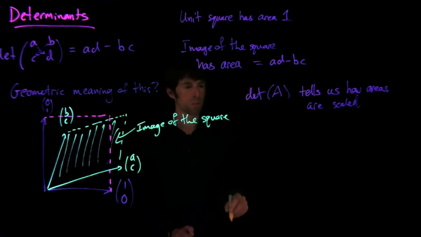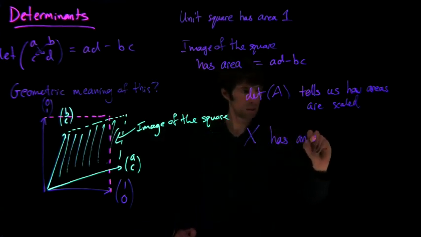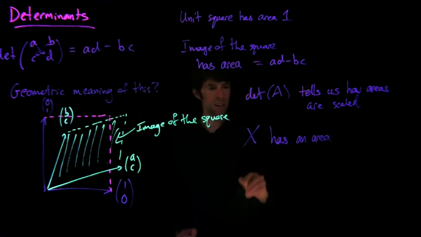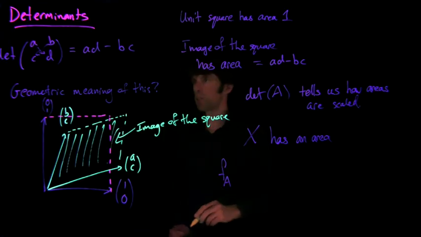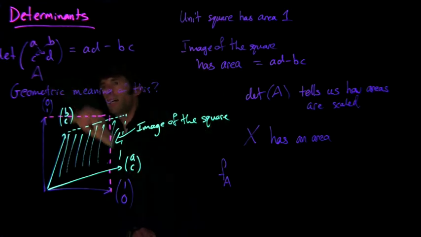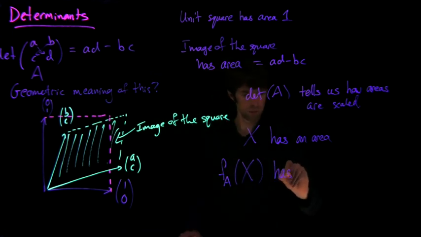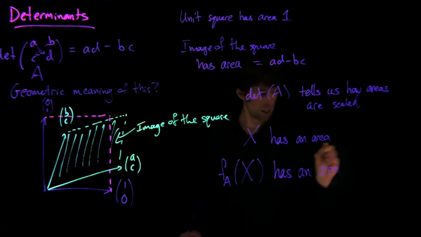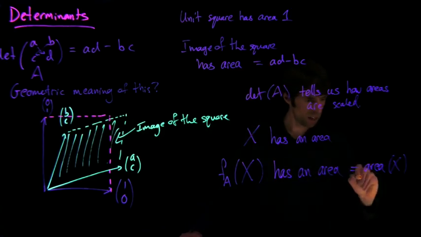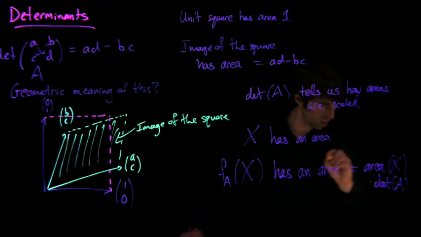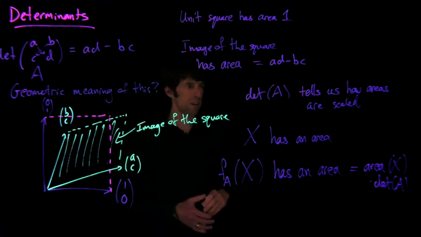So if I have some shape, I'll call it capital X, it has an area, then my linear transformation associated to this 2x2 matrix, I'll call that A there. This will be some new shape. And the area will be the area of X times the determinant of this matrix A. So in 2 dimensions, the determinant is telling us how areas are getting scaled.